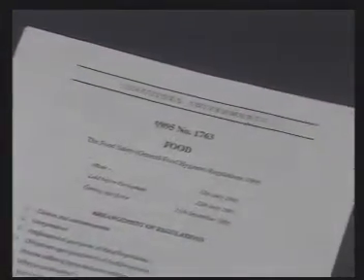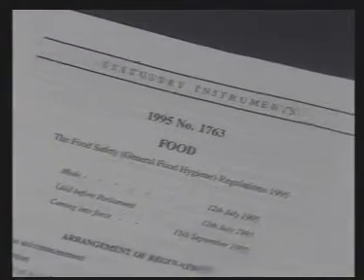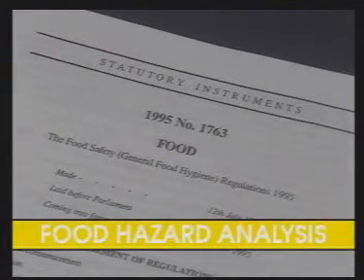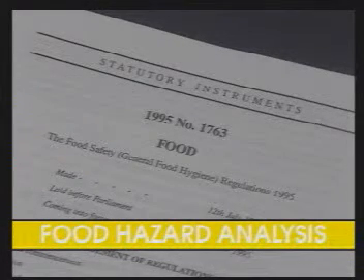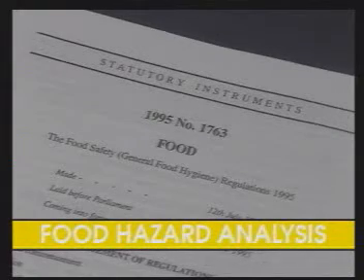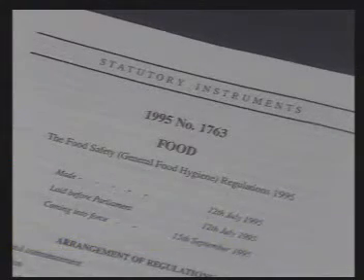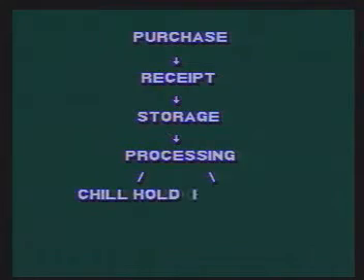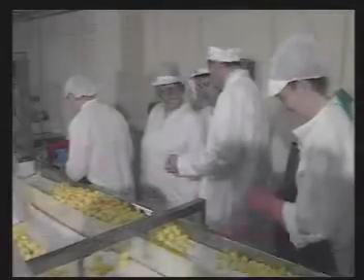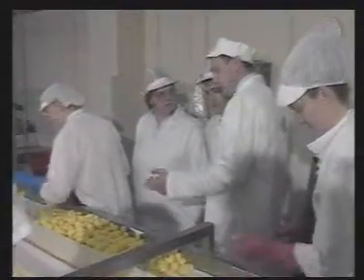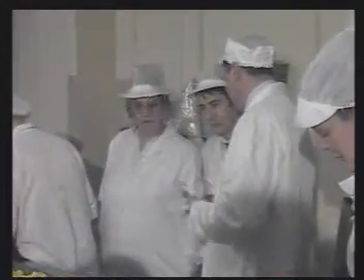Also under the general regulations, food businesses must carry out what is known as a food hazard analysis. This is a method of identifying where and how food may be at risk of contamination and taking steps to prevent problems occurring. To carry out a hazard analysis, each stage in each food operation, from the purchase of raw materials through to product dispatch, sale or consumption, should be looked at to see whether food safety could be at risk from physical, chemical, bacterial or other contamination.